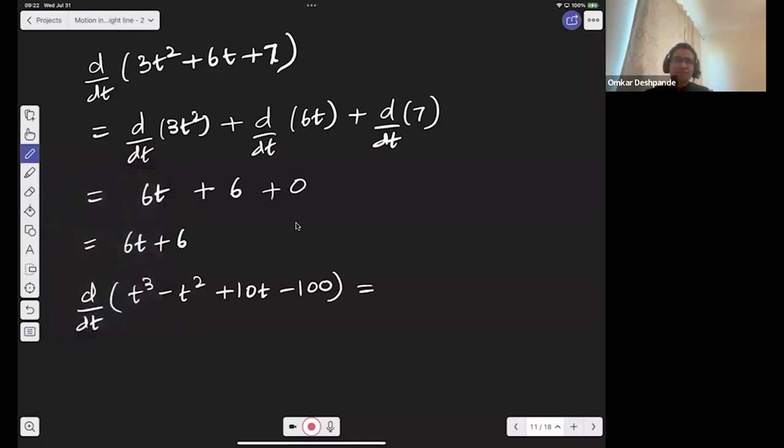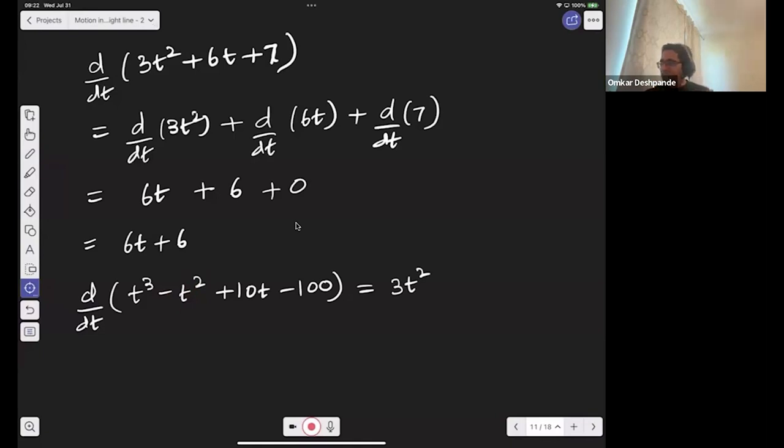So let's see, what's the derivative of t cubed? By the power rule, it's 3t squared. All right. What's the derivative of t square? It's 2t. Now this subtraction, see, subtraction is just addition with a minus sign, right? A minus b is the same as a plus negative of b.